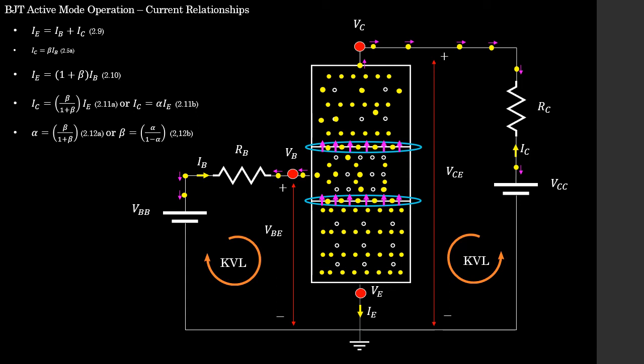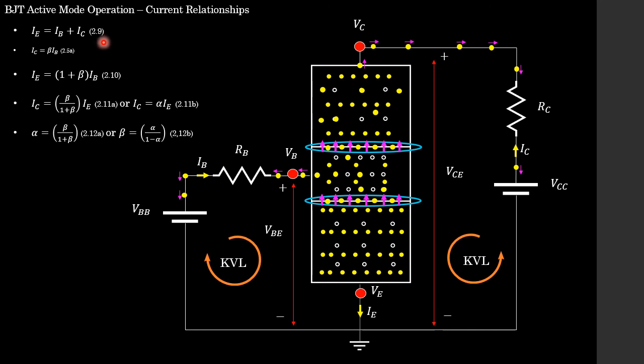And next up, students, it's important for us to derive our current relationships. And I'm sure you remember from the previous slides, the KCL, that I said our emitter current is equal to our base current plus our collector current. Yes, we saw that in our little transistor schematics. So that's going to be our starting point for our current relationships.